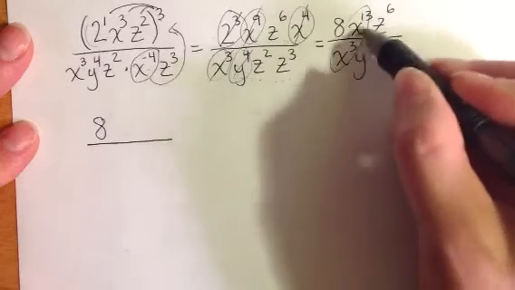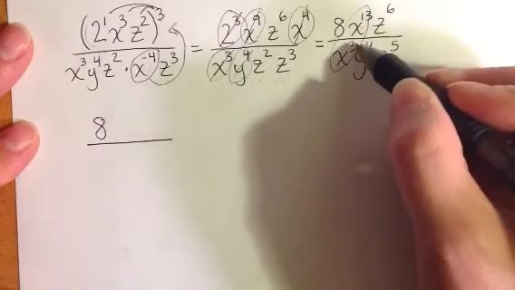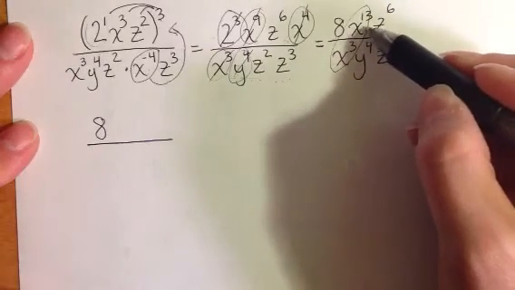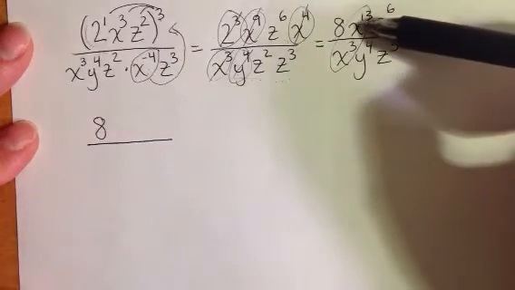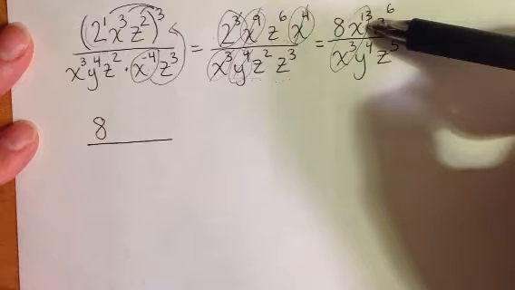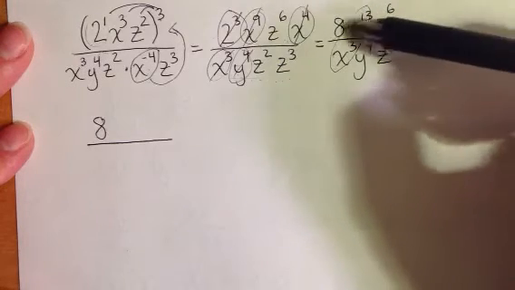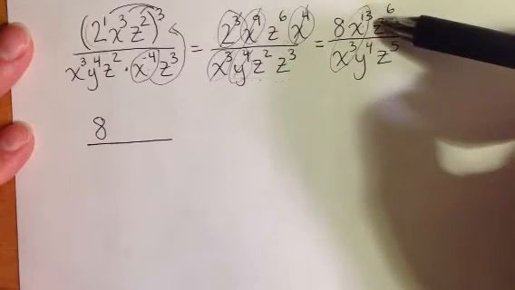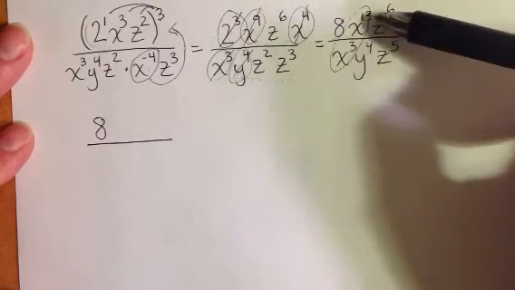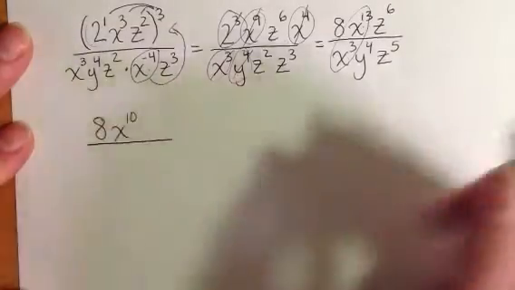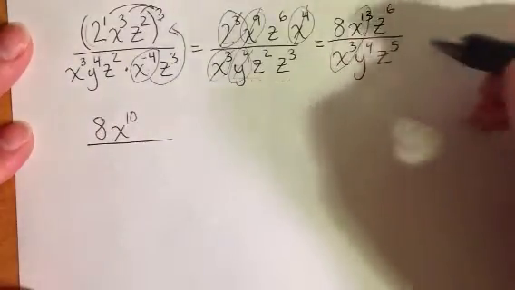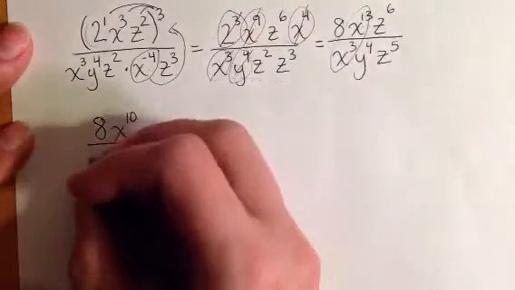Okay, now my x's. I have some on top and bottom. My question is, where do I have more? The answer is I have more on top. How many more? Well, if I have 13 on top and 3 on bottom, I have 10 more on top. The 3 on bottom will cancel out 3 on top, and I'll be left with x to the 10th power. I'm subtracting.